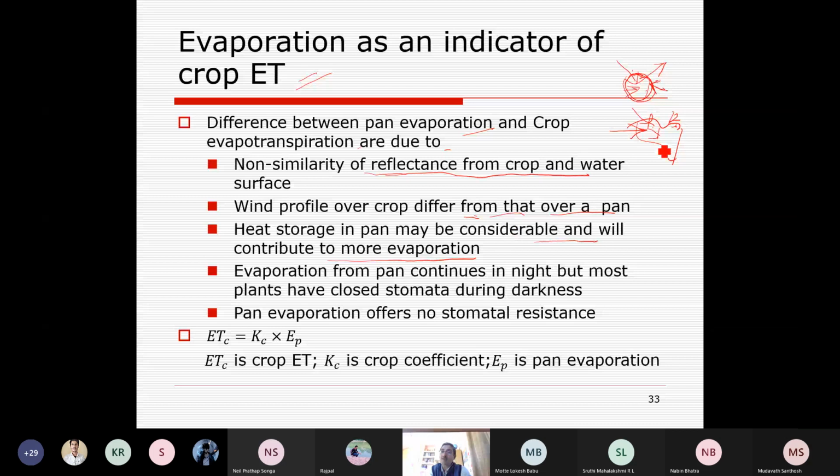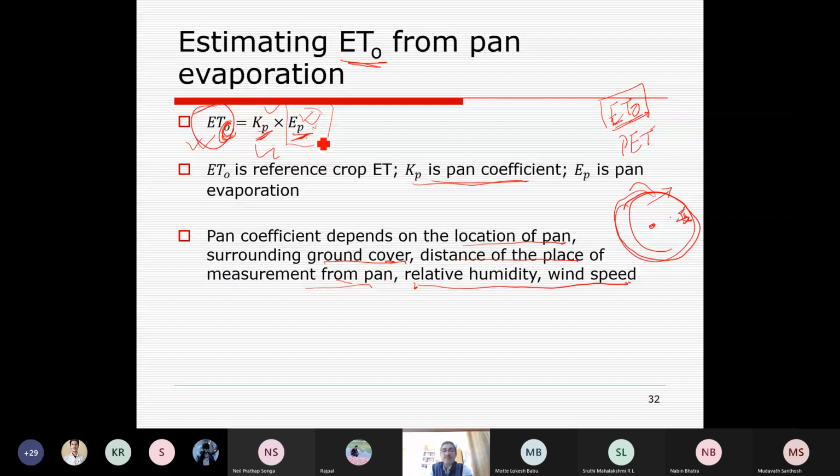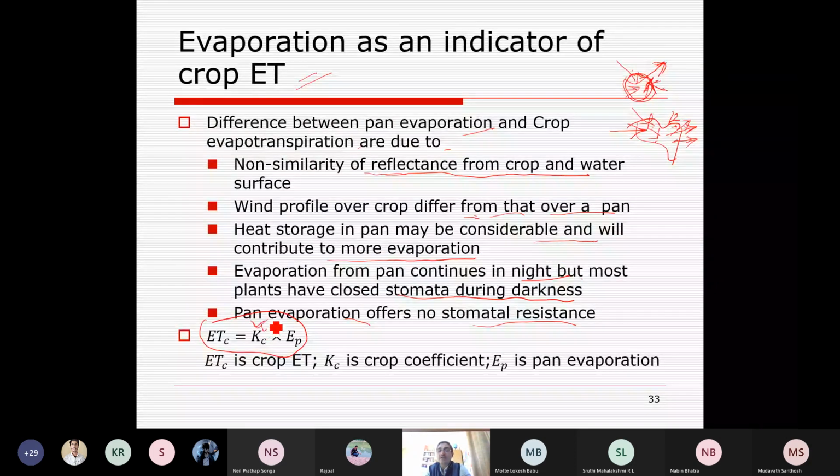So evaporation continues at night, right? At night time, the stomata are closed and there is a dark condition, so there is no evaporation, no resistance here. It's ETc. ET crop is Kp, pan coefficient, into pan evaporation. So here ET crop is simply the crop coefficient into the pan evaporation.